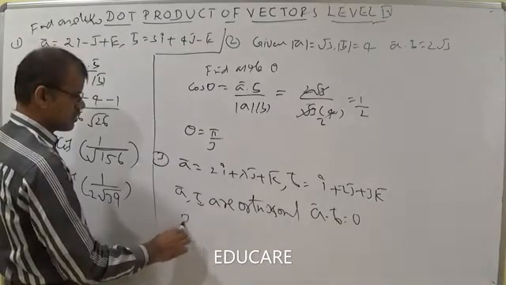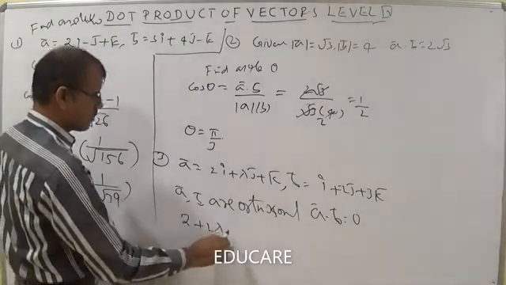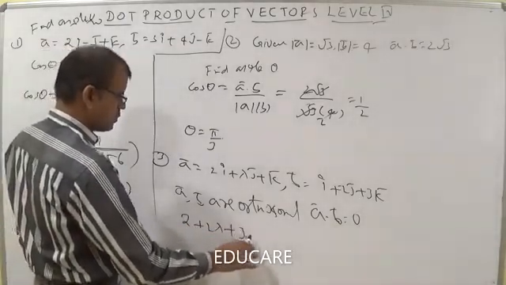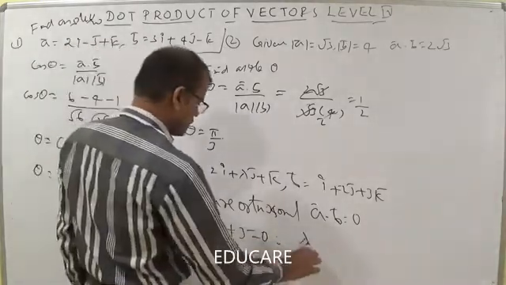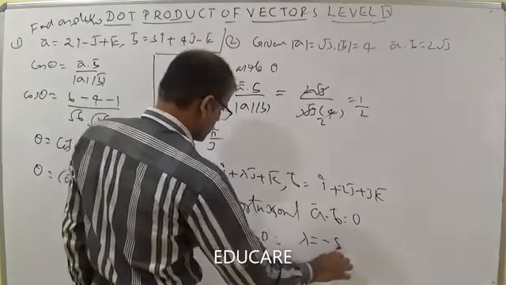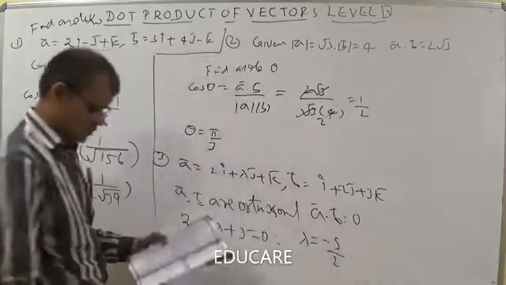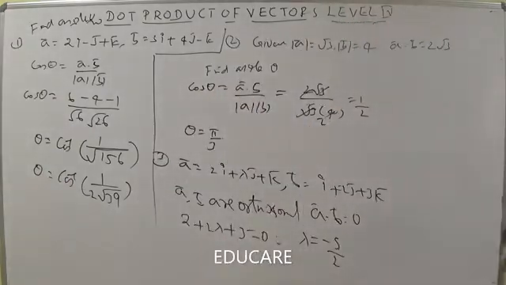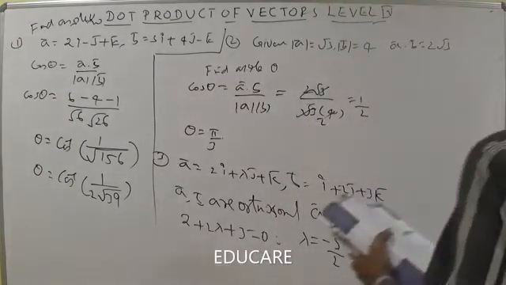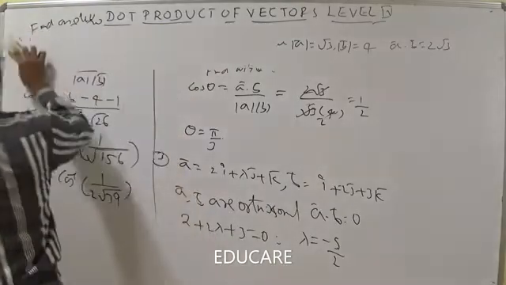Simply easy question. 2 plus 2 lambda plus 3 equal to 0. 2 lambda is equal to minus 5. Then you can say that lambda is equal to minus 5 by 2. That's our fourth option. Next, let us discuss about fourth question.